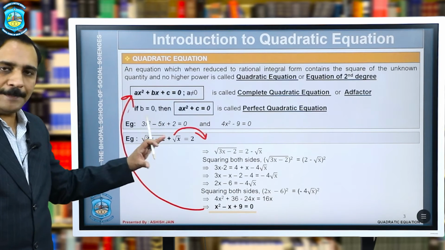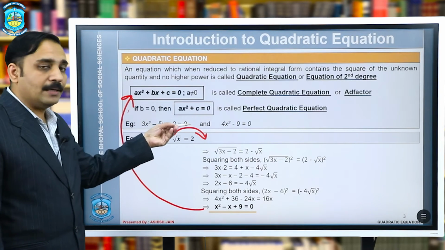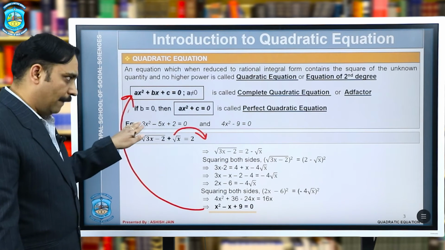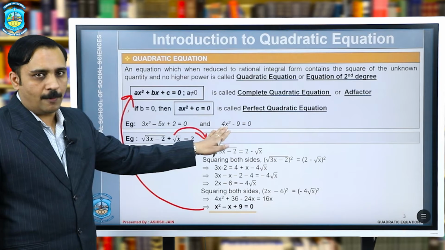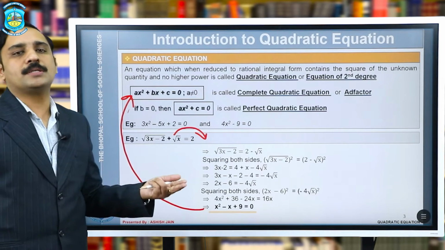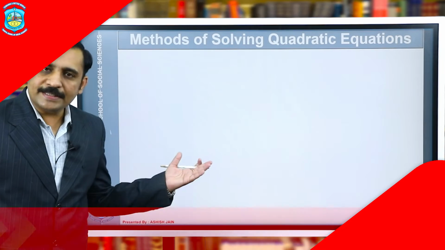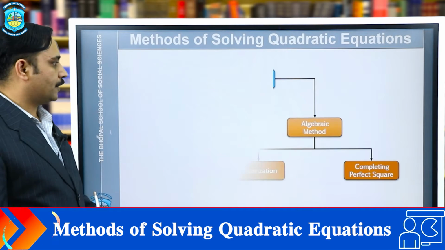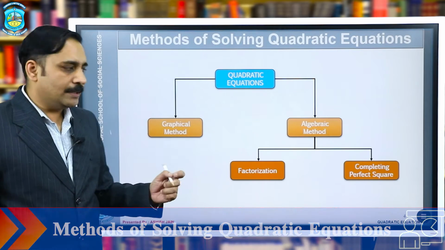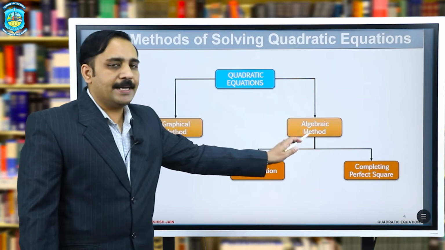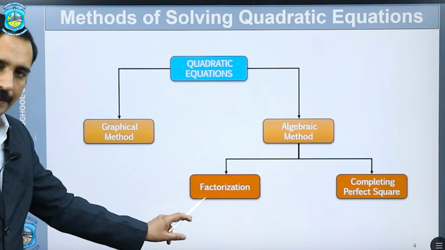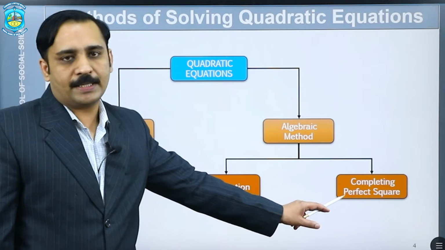So we have two types of quadratic equation: those which apparently, from seeing them, you can say that they are quadratic, either in a complete quadratic form or a pure quadratic form, and certain equations that at some point in the solution change into a quadratic form. Now we see various methods of solving quadratic equation. Broadly classified, quadratic equation can be solved using two methods. First is a graphical method and second is algebraic method. This algebraic method is again further classified into factorization method and completing a perfect square method.